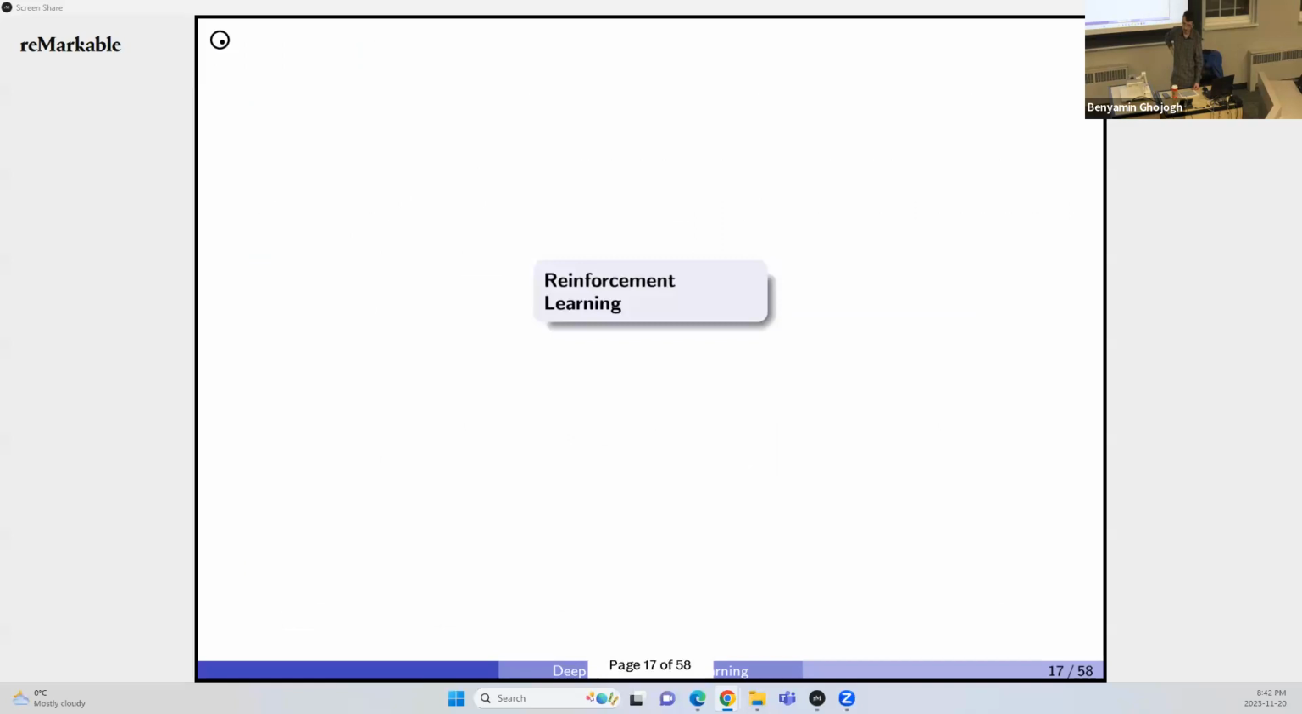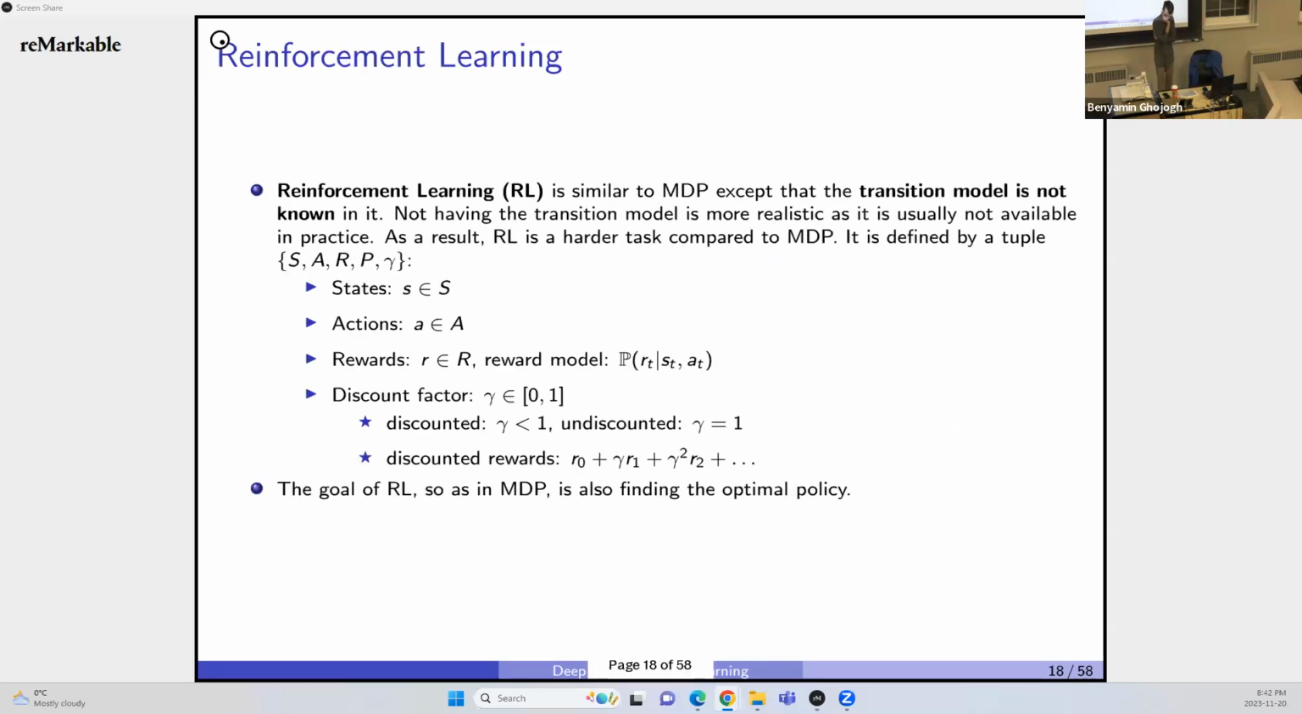Okay. Now, Markov decision process is explained. Now we start reinforcement learning. We just started. What is reinforcement learning? It is similar to Markov decision process.